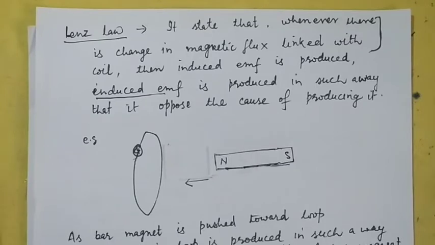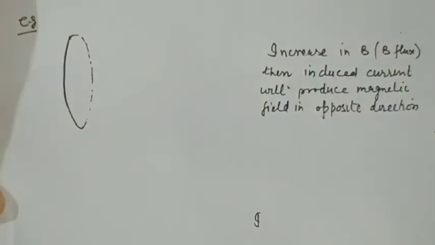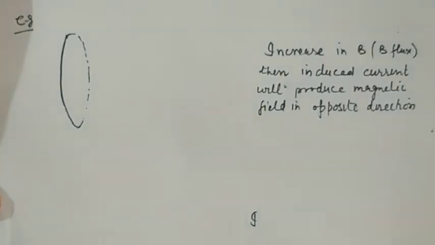Means the thing that is producing the EMF, the EMF will oppose that very thing. So to understand Lenz's law, let us discuss some examples.